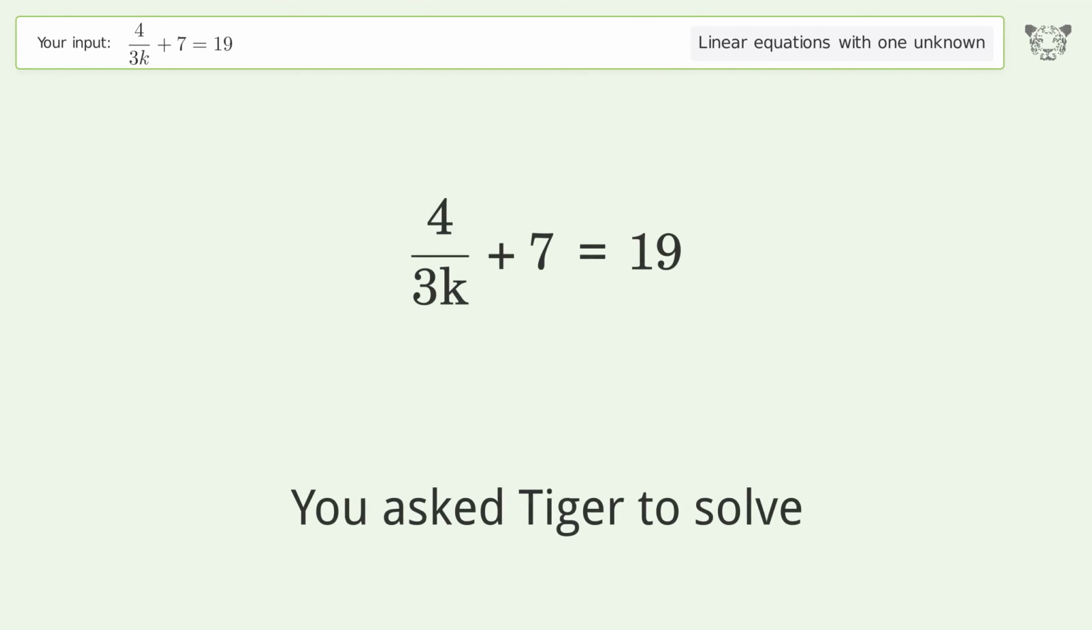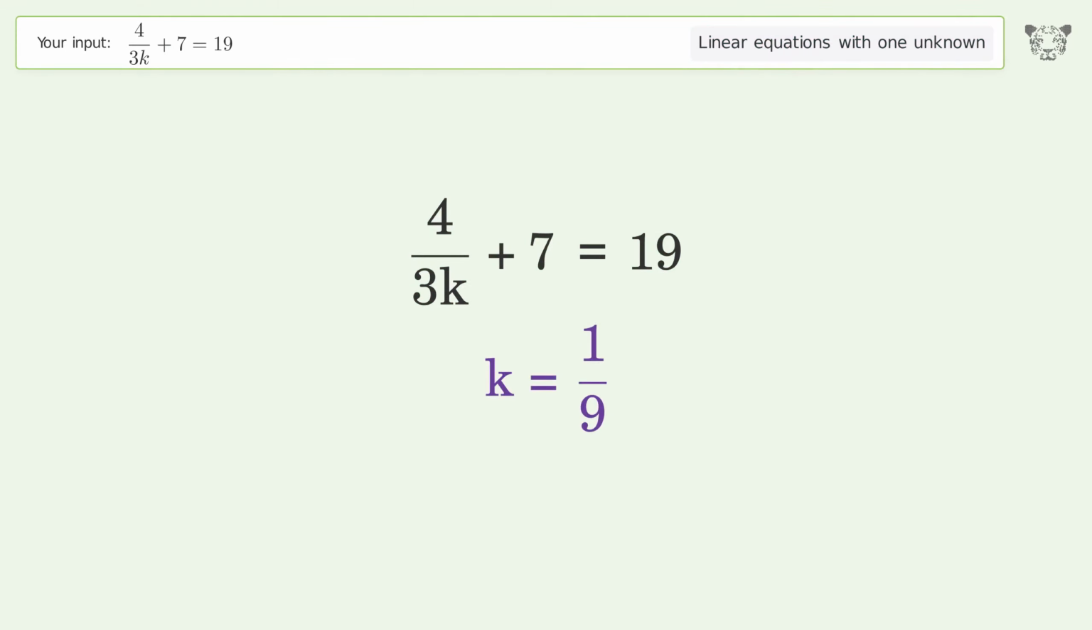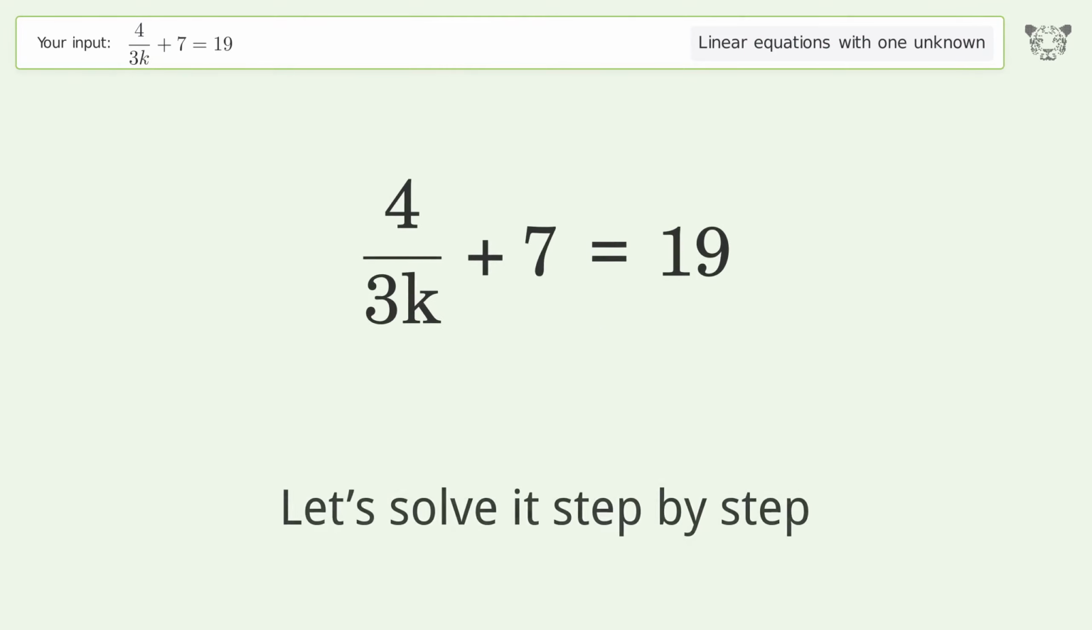You ask Tiger to solve. This deals with linear equations with one unknown. The final result is k equals 1 over 9. Let's solve it step by step.